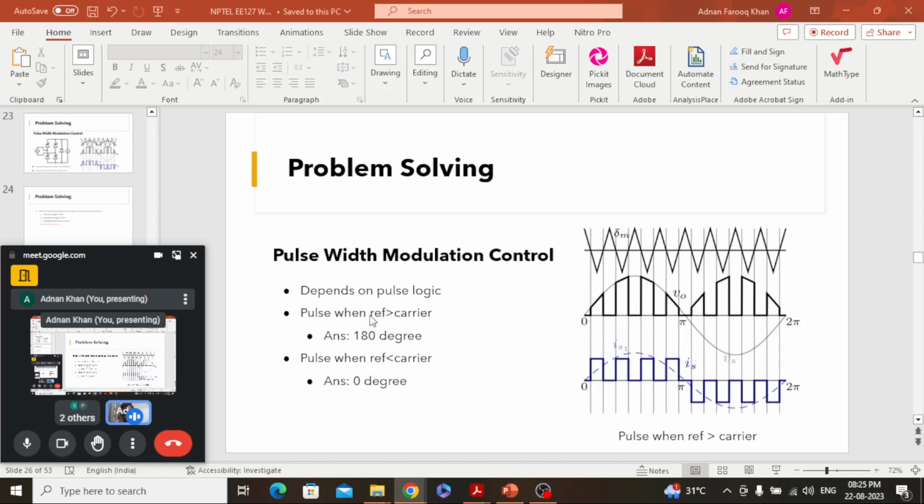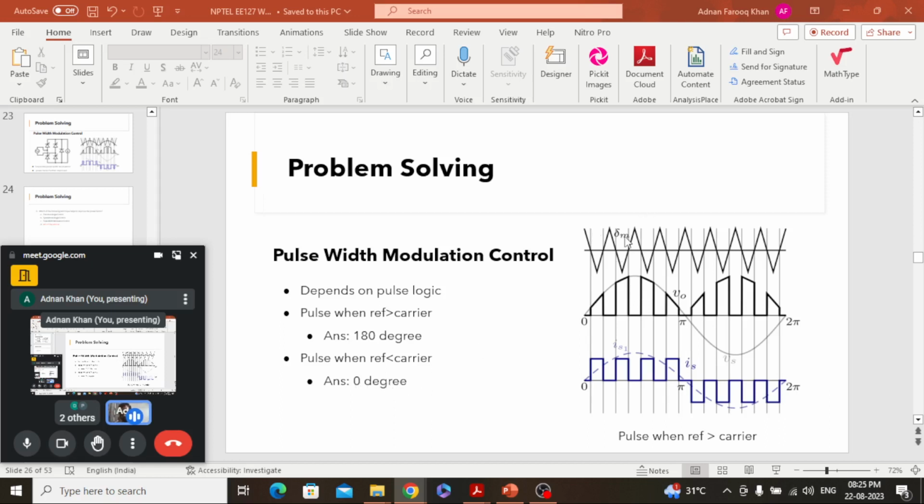When our reference is greater than carrier, in that case, the answer will be 180 degrees. And if our logic is such that we have this modulating wave, when this carrier is greater than this modulating wave, our switch will turn on. But when they are the same, you will see that that won't happen at that moment. Our switch won't turn on, like that will be for the 0 degree.